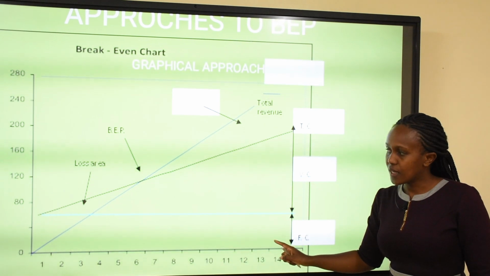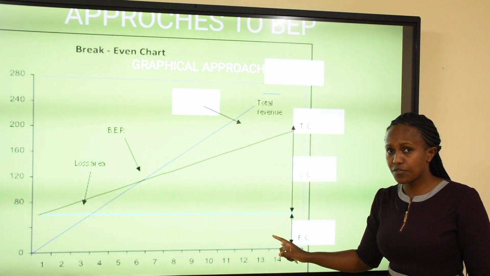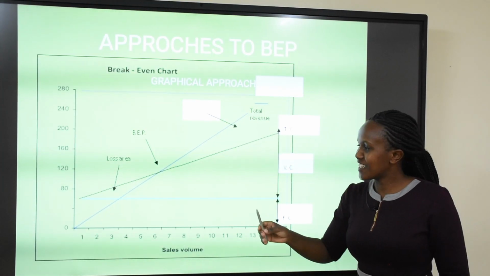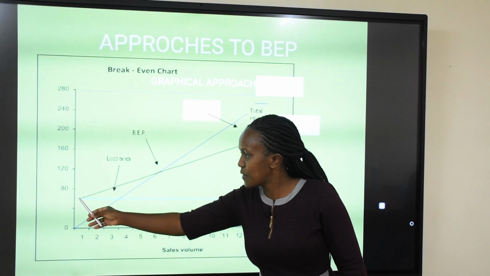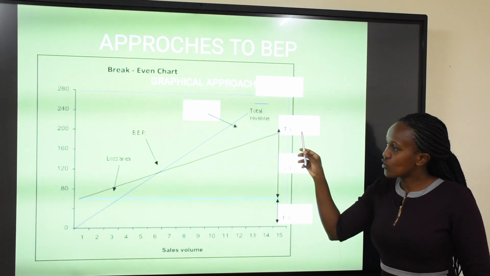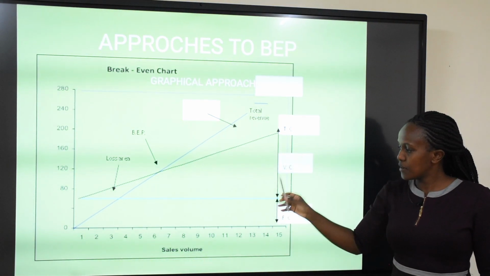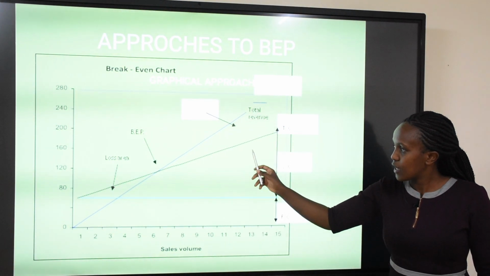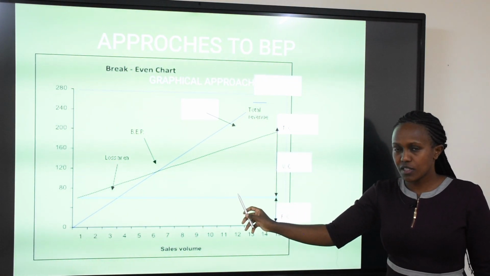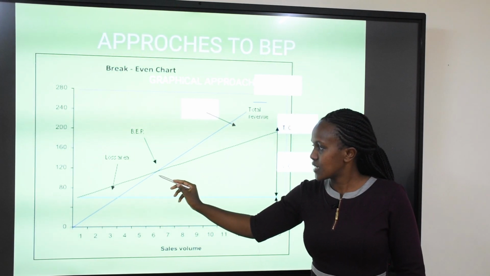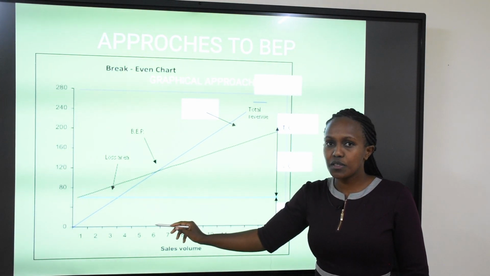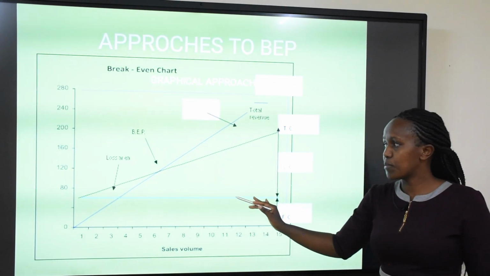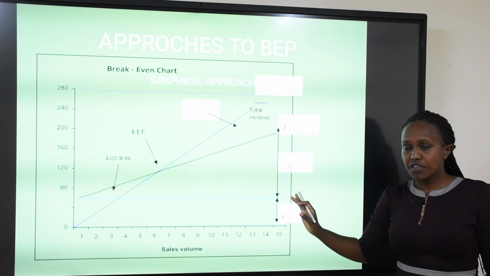So the total cost function, or line drawn on a graph, is going to start at a point above 0 here. This is the total cost function. Part of this is fixed cost, while the other part is variable cost. Where the two of them intersect, that is the point we are calling the break-even point. So for you to be able to achieve this, you need a good graph paper. Then you can graph the data.